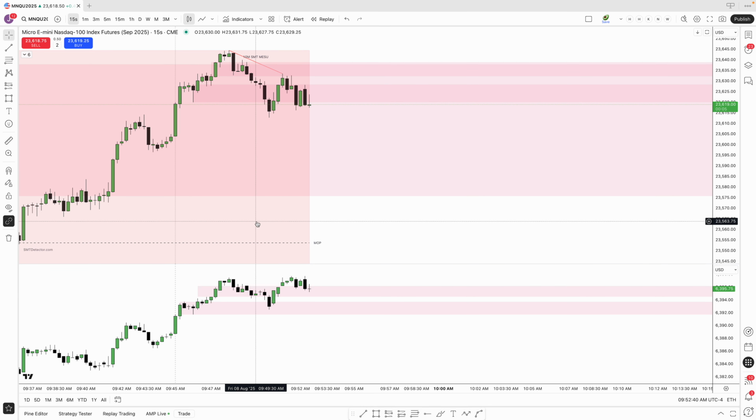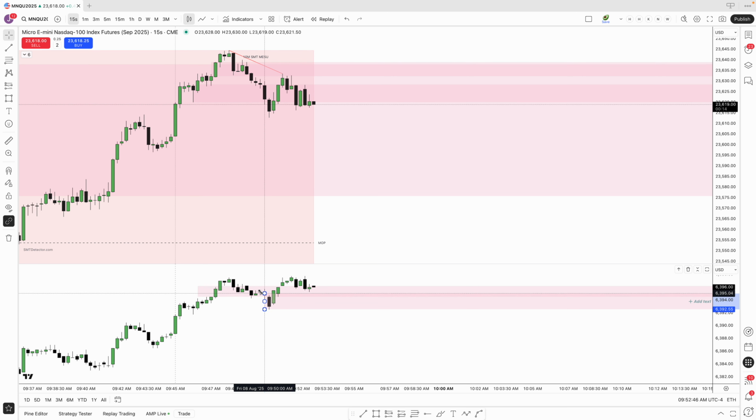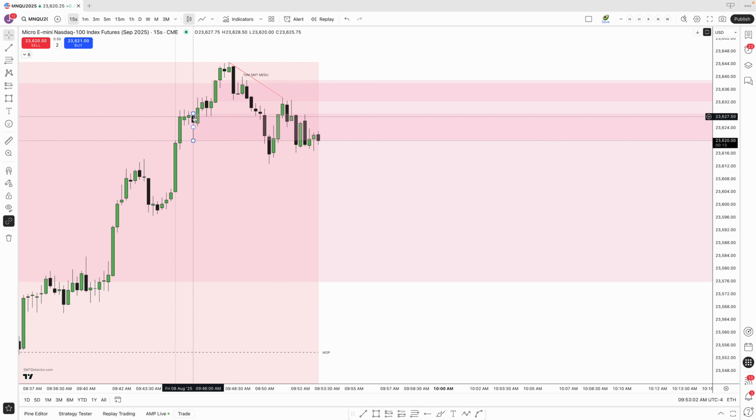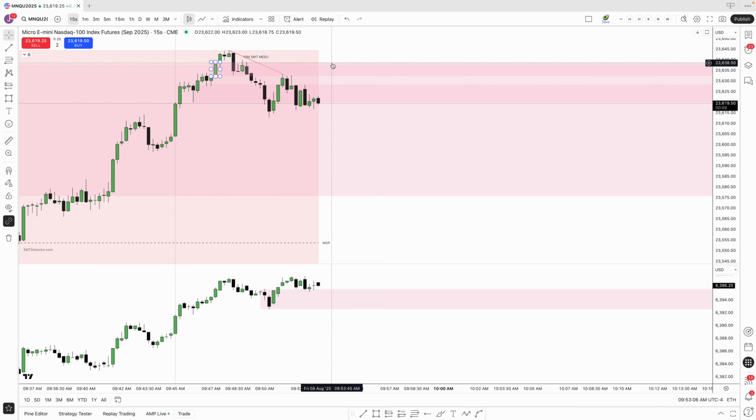I'm definitely not going to wait on that. If ES delivers down below this breaker, I would get in. That would get me short. This is enough already on NQ, but what I'm waiting on is ES. I want the indices to be in sync when I take this trade.